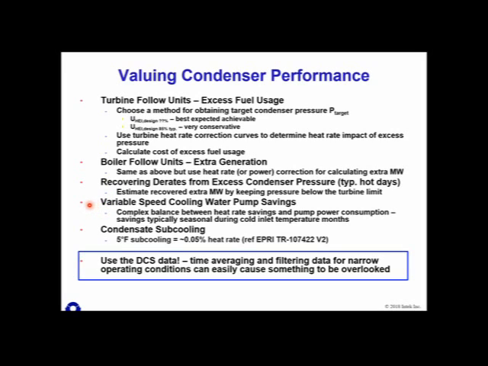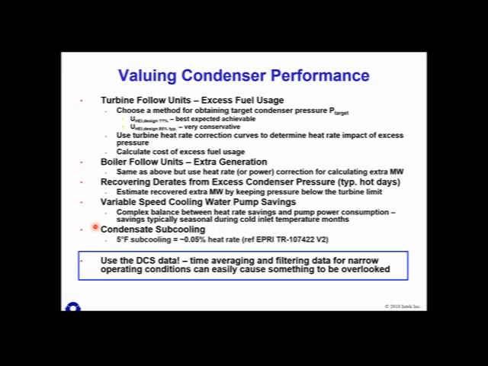If you have variable speed cooling water pumps, that's a unique value proposition, because in the cold cooling water months, you can cut back on your cooling water flow rate and still generate the same amount of power, or pretty close to it. Saving the station power that's being used to run those pumps is a very high value proposition. So if you have variable speed cooling water pumps, reducing condenser pressure is very high value.